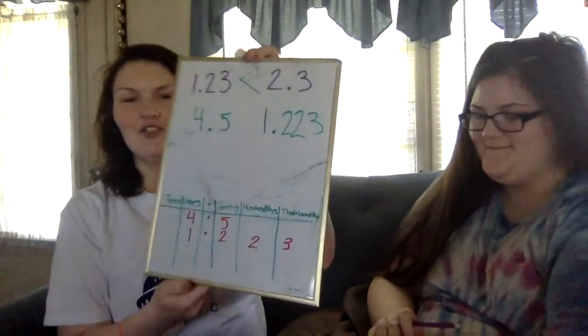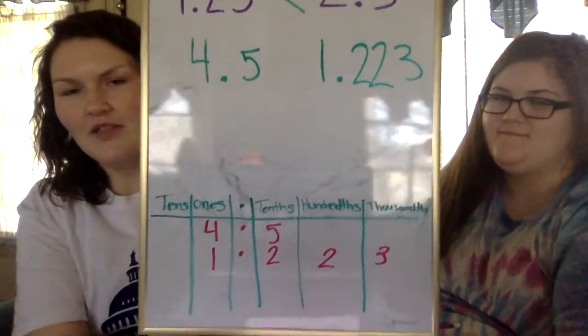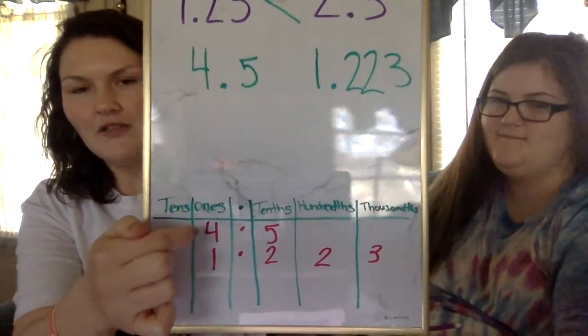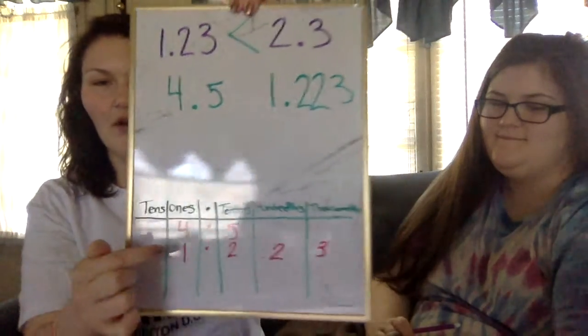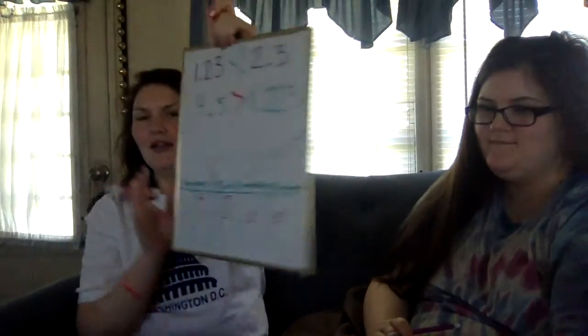4.5 is bigger because it starts with 4. And do we go based on the hundredths, tenths, and thousandths place, or do we go based on the ones and tenths place? The ones and tenths place. Correct, because we're looking at the whole number first. So, like she showed you, she's able to realize that by going off whole numbers, the 4 in the ones place is bigger than the 1. Therefore, 4.5 is greater than 1.223.